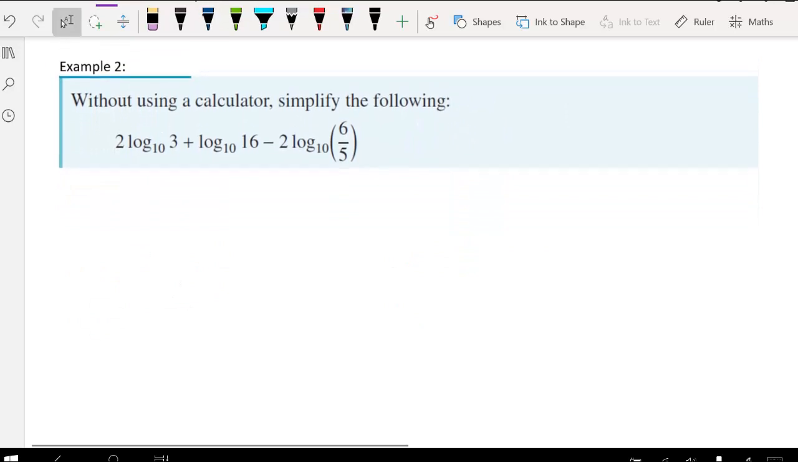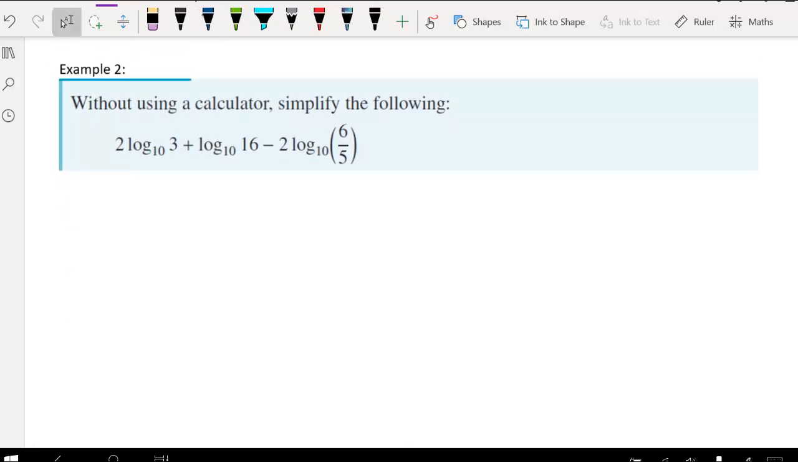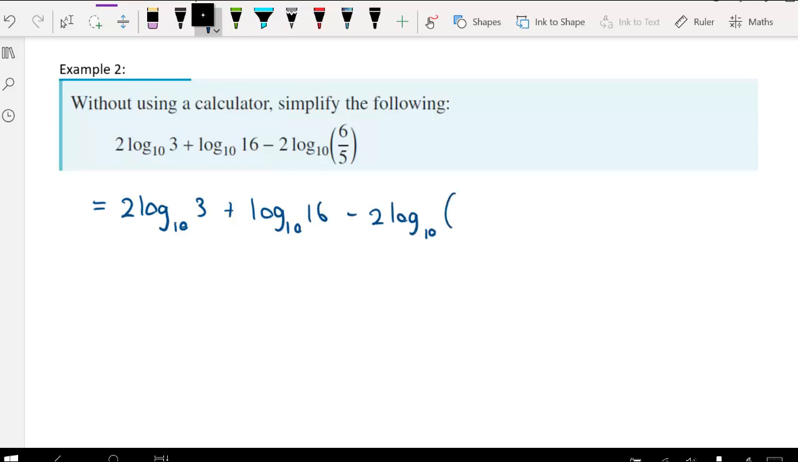When we look at the second example, we've got the same thing. So without a calculator, simplify the following. So the goal is to simplify rather than evaluate. If we can evaluate, we will. So we've got 2 log base 10 of 3. We have log base 10 of 16 and 2 log base 10 of 6 on 5.